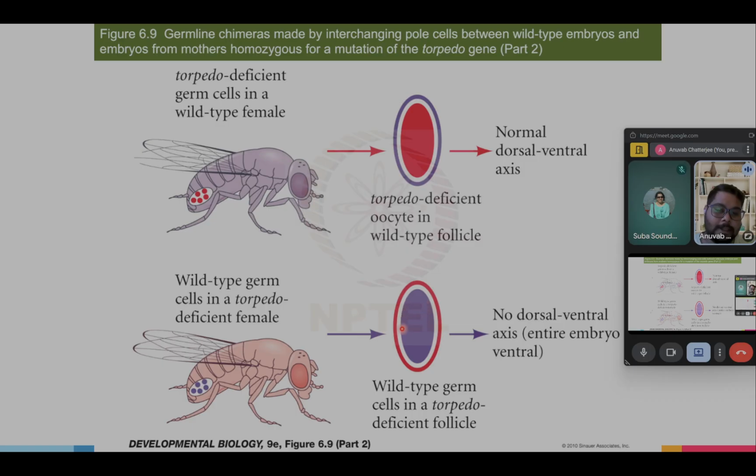In the other case, wild type germ cells in a torpedo deficient female, the opposite scenario, the oocyte and the nurse cells have all the torpedo they will ever need, but the follicle cells do not. And the torpedo in the follicle cells is what matters, because they are the ones that receive the signal. Since they cannot receive the signal because there is no torpedo around, there is no dorsal ventral axis formation, and the entire embryo would be ventralized.